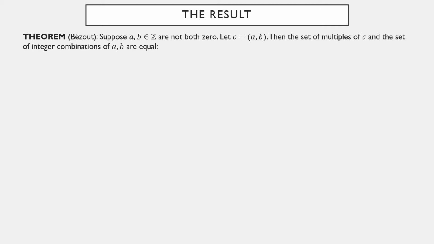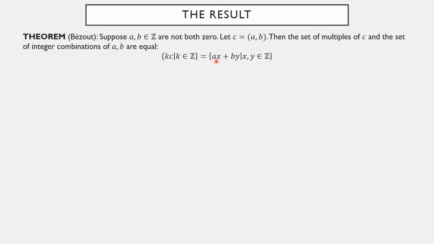Suppose a and b are both integers and not both equal to 0. Let c be their greatest common factor. Then the set of multiples of c and the set of integer combinations of a and b are the same set. Specifically, on the left we have all integers times c, the greatest common divisor. So this is all possible multiples of the greatest common divisor of a and b.